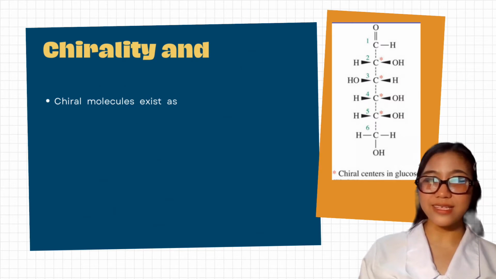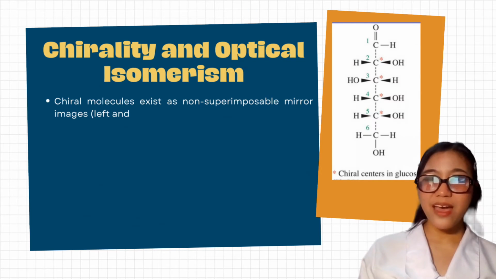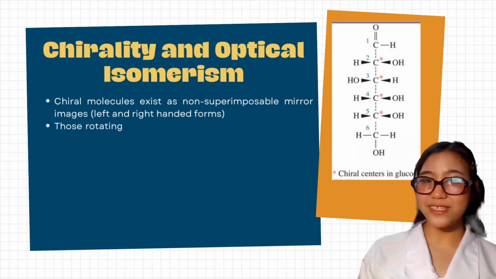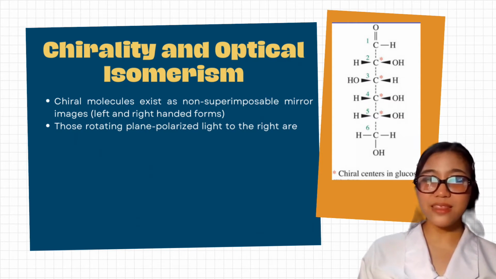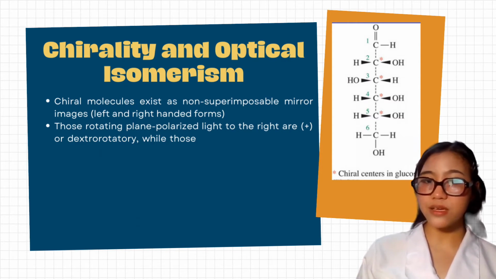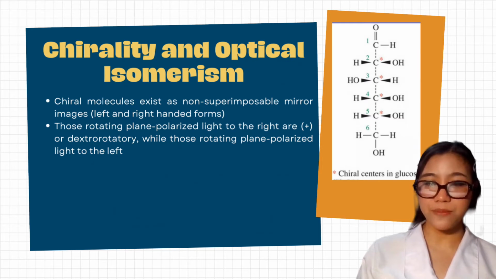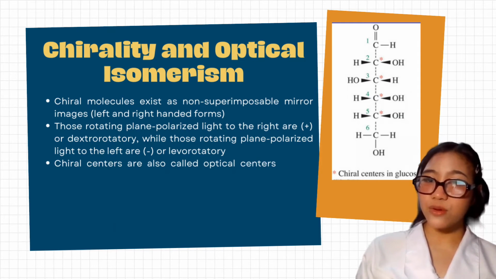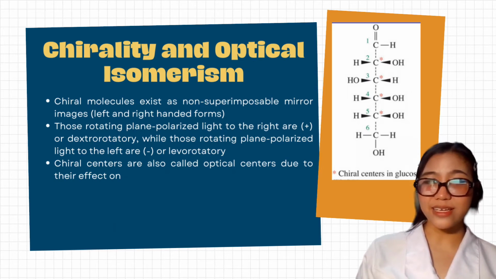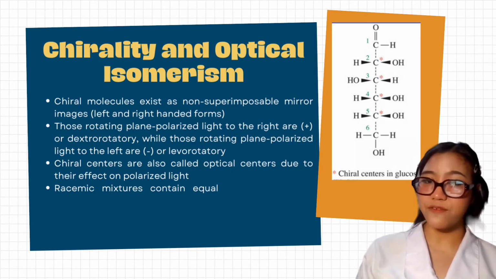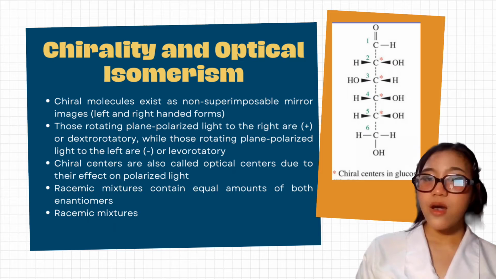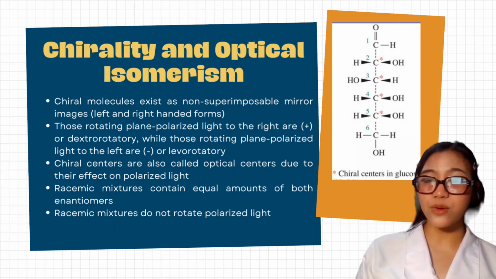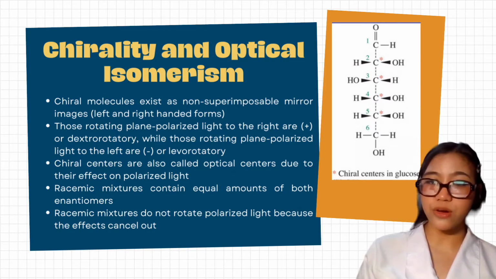Moving on to chirality and optical isomerism. Chiral molecules exhibit a left and right-handed nature, meaning they exist as mirror image forms that cannot be superimposed by rotation. These molecules interact with plane polarized light. Those that rotate the plane of polarized light to the right are called positive or dextrorotatory forms, while those that rotate to the left are called the negative or the levorotatory.